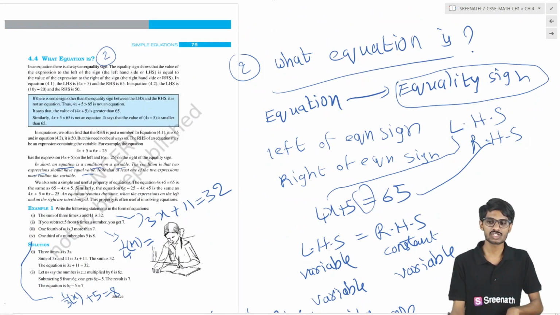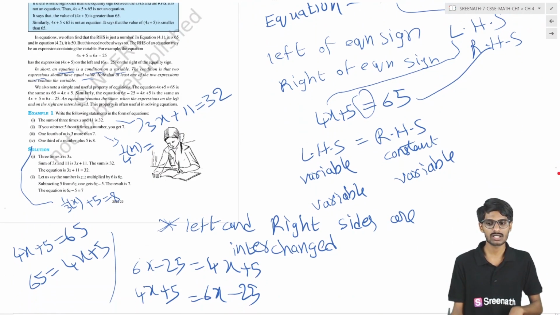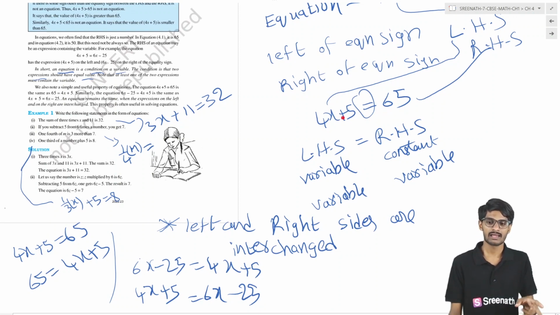So what is an equation? In an equation there is an equality sign, and to the left of the equality sign we call it the LHS, and to the right of the equality sign we call it the RHS, and at any point of time LHS must equal RHS. The left hand terms are equal to the right hand terms. So in this example, on the left hand side there is a variable, and on the right hand side there is no variable, but there may be a variable on the right hand side also. Okay, students.